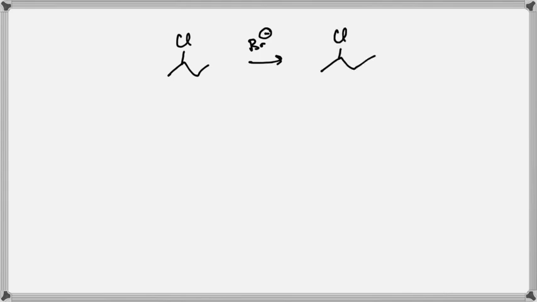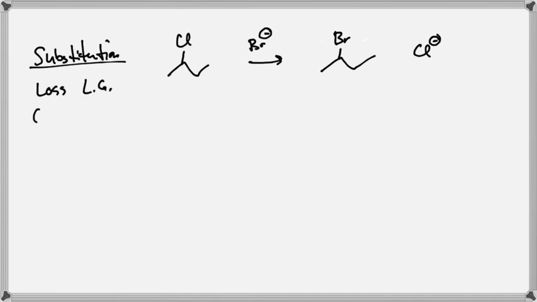What chemical reaction happened? Sorry, let's try that again. I'll try and balance it. What chemical reaction happened? Cool, substitution. What happened in the substitution? You have electrons left and gain. Okay. Loss of the leaving group, gain of the nucleophile.